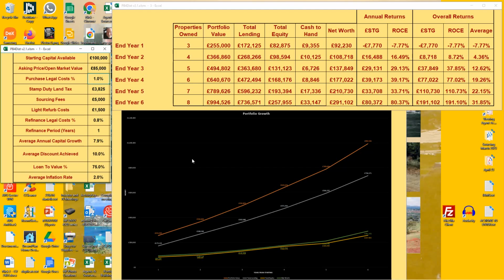But having said that, property is still available for £85,000 asking price. The effect on our portfolio now, if you're getting properties at the lower price, is that we've managed to achieve 8 by the end of year 6, and we're still making over 30% return on our original capital employed.